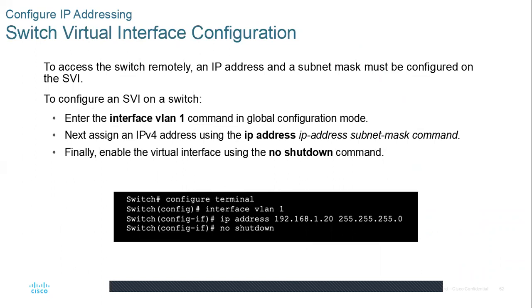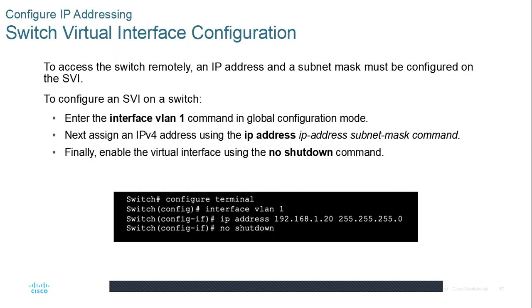To access a switch remotely, of course that switch has to be over the internet. A few things you want to do: an IP address and a subnet mask must be configured on the SVI, VLAN 1. You have several virtual interfaces, so you will need to configure one interface so that you can communicate or get to that particular switch over the internet.